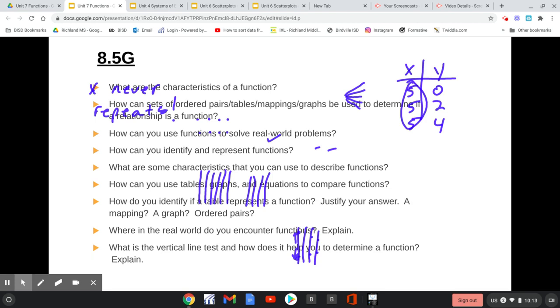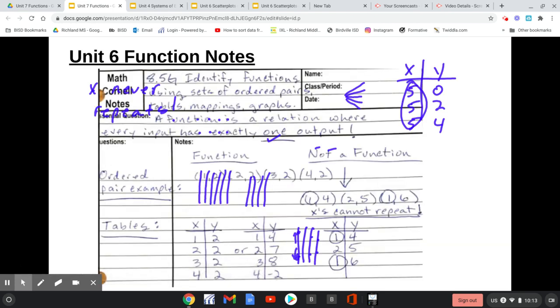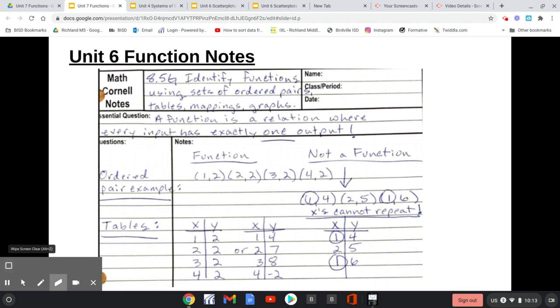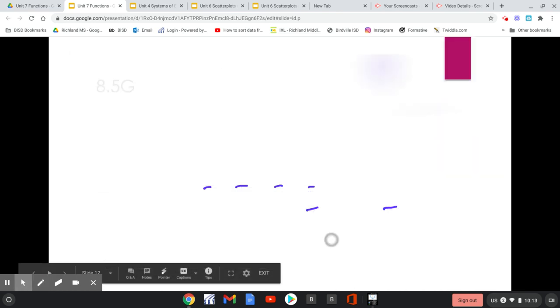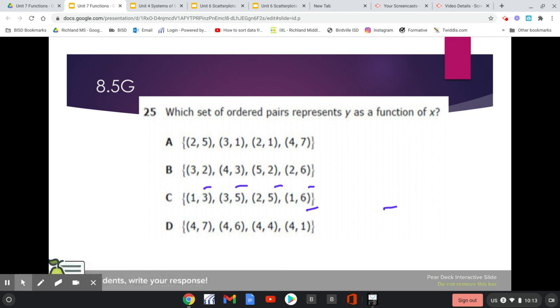And there's some questions. I'm not going to go over those because we're going to answer all of them. Here's a copy of the notes. Let me erase that. And as we said in the notes, x's do not repeat. And on this side, this is not a function because the ones repeat. The other part of the table, the notes, and here's some examples. So this is what questions will look like on the test and on the STAR test. And this is what you need to know.